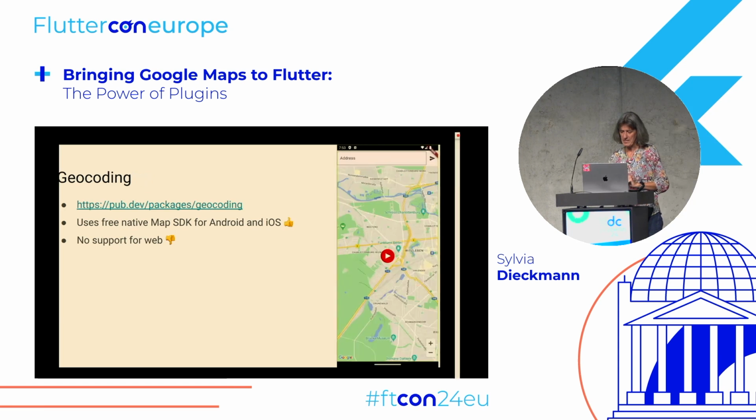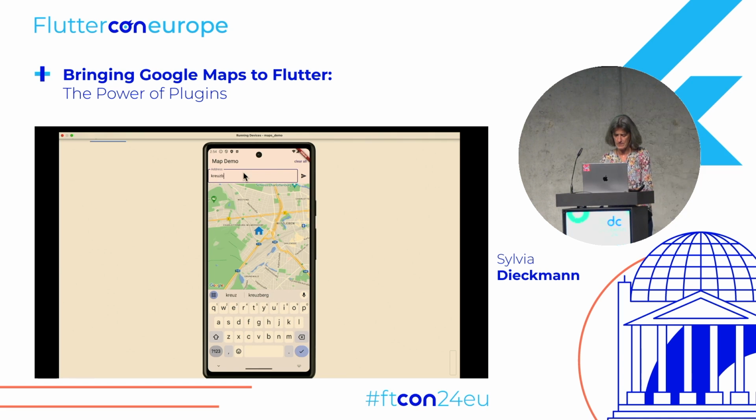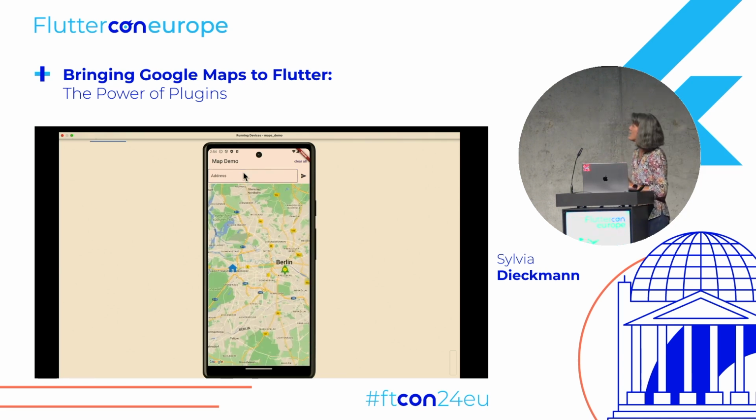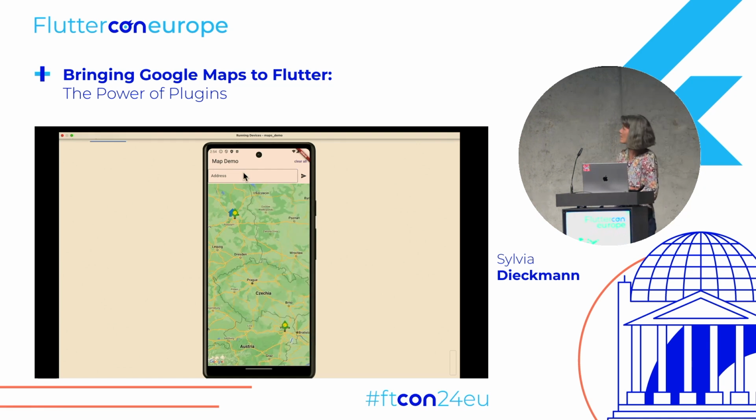Let me see if my demo works. Let's put in an address, Kreuzberg, it's a borough in Berlin. And you saw how the map zoomed out, put the second marker somewhere in the center of Berlin, and then zoomed out to show both. Now let's look at something really far away. Let's say Vienna. Okay, again, the map took care of the zooming and the animation.